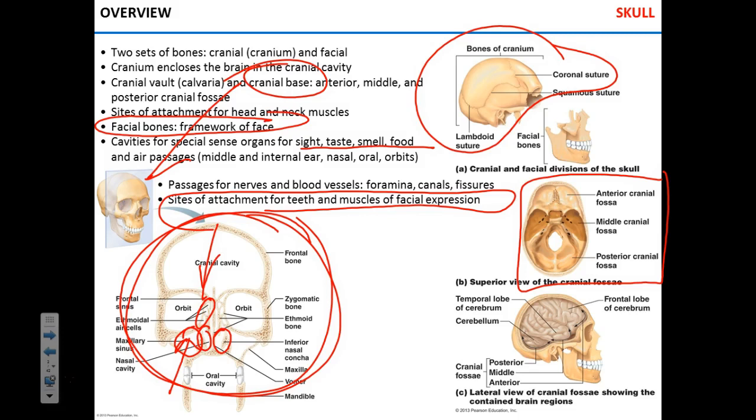Also, if you rotate the skull around, you will notice that there are a lot of openings, different fissures, like the inferior orbital fissure, foramina, like the superior orbital foramen, the mental foramen. All those openings are the sites of passage for nerves and blood vessels.